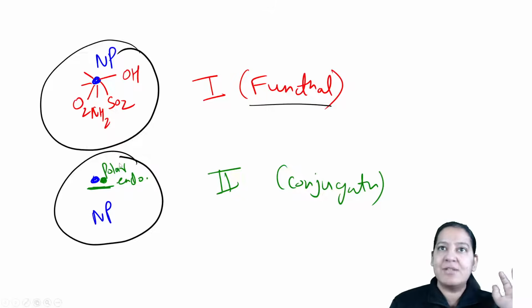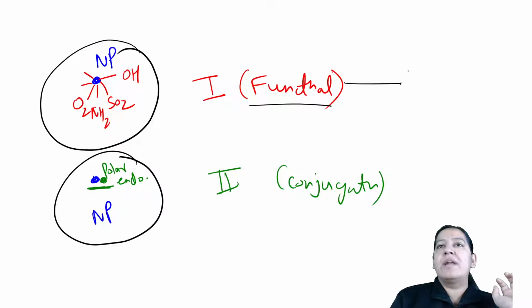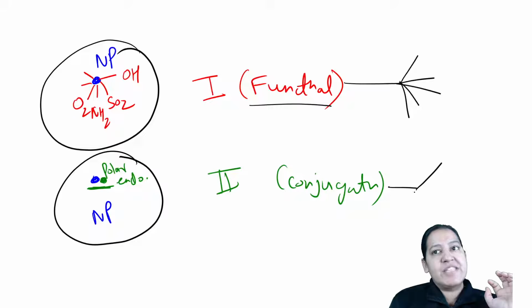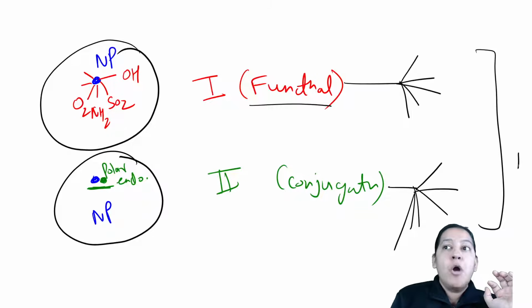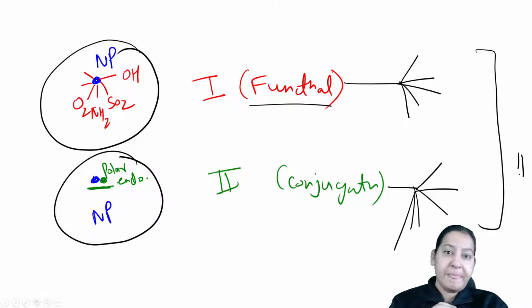We have done this, yes or no? So phase 1 is of 5 types, 1, 2, 3, 4, 5. And phase 2 is of 6 types, 1, 2, 3, 4, 5, 6. So total 11 types of biotransformation reactions are there. We have already seen the names. Can someone help me in enumerating it?